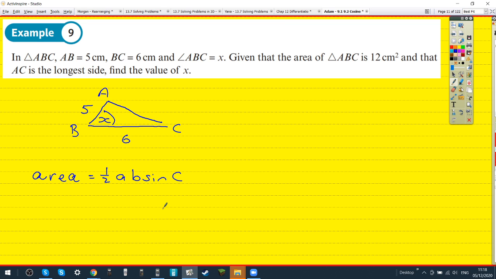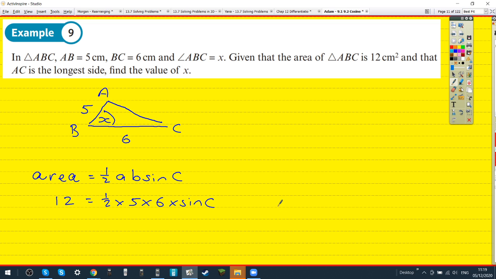So it'd be a half times 6 times b times sine c, because you don't know. Can you use both 6 and 5? Yep. So it'd be 6 times 5 times sine c. Is there something else you know that you haven't subbed in? The area is 12 centimeters squared.